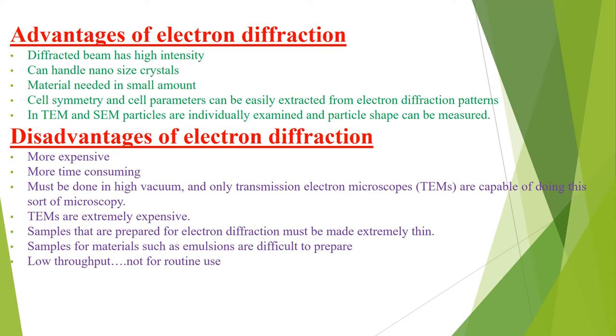And there are some disadvantages of electron diffraction. This technique is more expensive. It is more time consuming. And it must be done in high vacuum and only transmission electron microscopes are capable of doing this sort of microscopy. The TEMs are extremely expensive. Samples that are prepared for electron diffraction must be made extremely thin. And samples for materials such as emulsions are difficult to prepare. Low throughput, not for routine use.